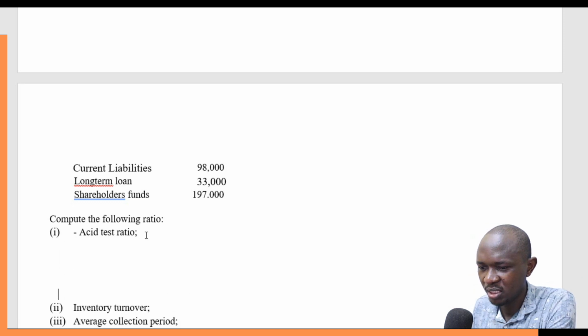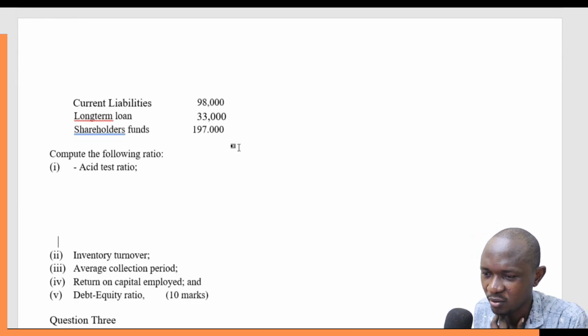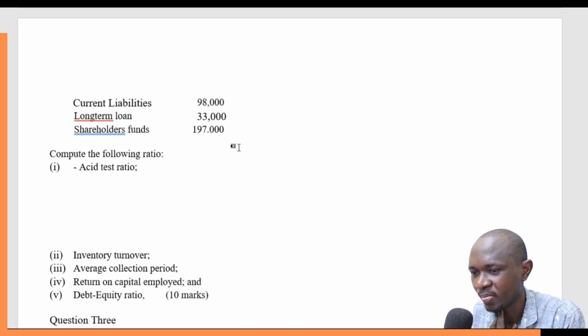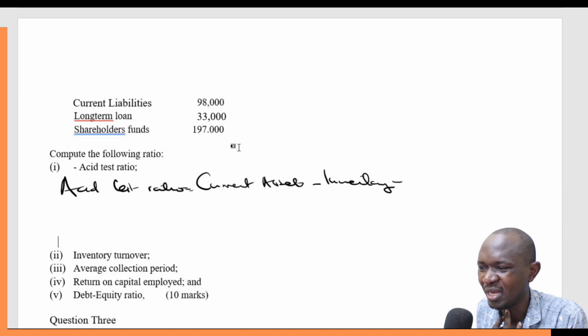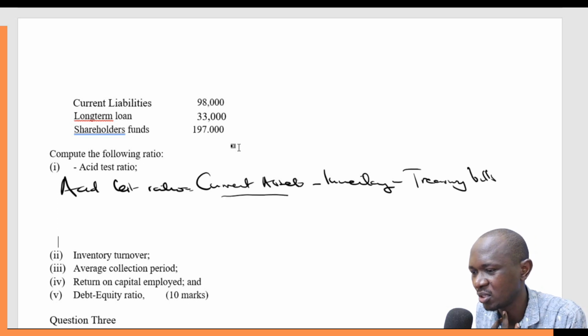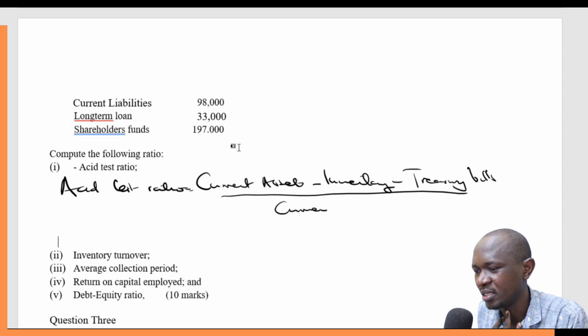This is a liquidity ratio, and it shows how easily the business can meet its maturing obligations. Fast maturing obligations, not just maturing obligations. So the acid test ratio, the formula for calculating this is current assets minus inventory, and also minus treasury bills if we have. In this question I've already seen you don't have treasury bills, over current liabilities.